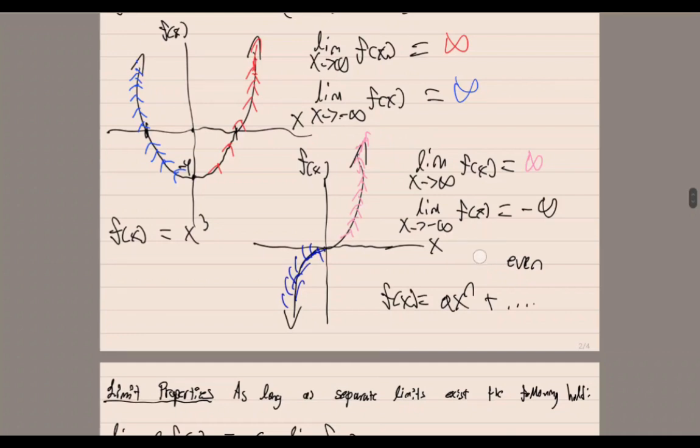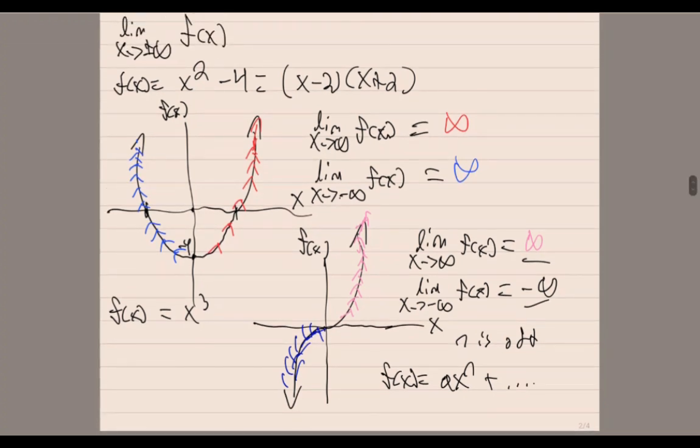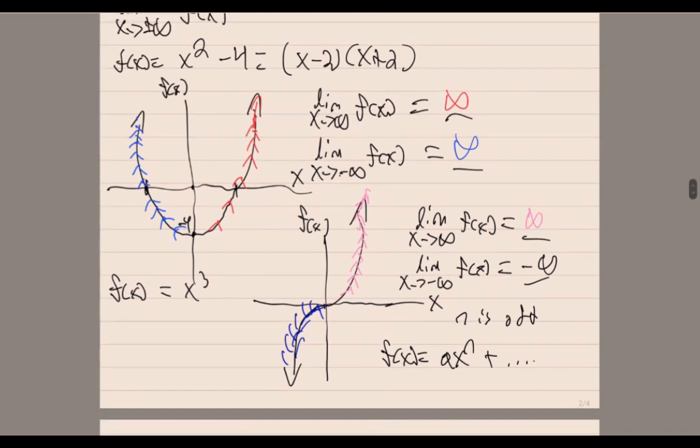And then if n is odd, we have different signed end behaviors. So in this case, for x cubed, we had a positive infinity when we went to the right and a negative infinity when we went to the left. But for our quadratic here, for x squared minus 4, we went to positive infinity when we went to the right and positive infinity when we went to the left. So these infinities are going to change.